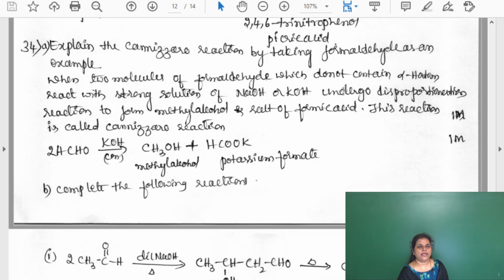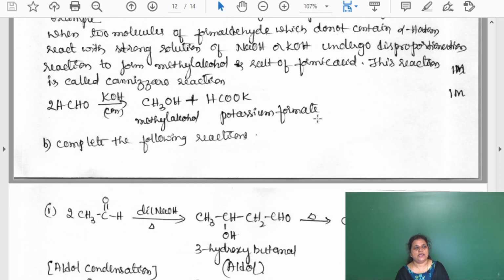Now explain the Cannizzaro reaction by taking formaldehyde as an example. What is Cannizzaro reaction? It is a reaction for aldehydes not containing alpha hydrogen. We can give 2 examples: one is formaldehyde, another one is benzaldehyde. Here we need to use formaldehyde. Therefore, when 2 molecules of formaldehyde, which do not contain alpha hydrogen atom, react with strong solution of NaOH, this is very, very important, you need to mention strong solution, of NaOH or KOH, it undergoes disproportionation reaction.